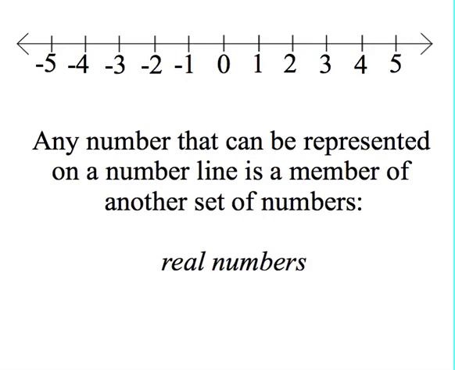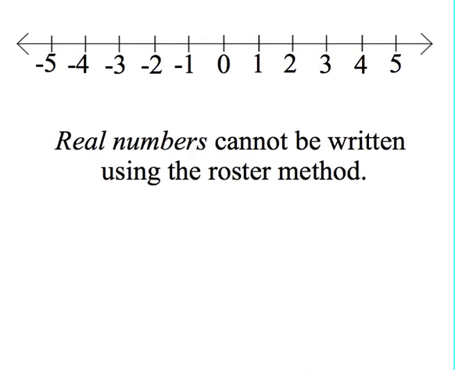Any number that can be represented on a number line is a member of another set of numbers called real numbers. Real numbers cannot be written using the roster method, and that's why we use the number line.